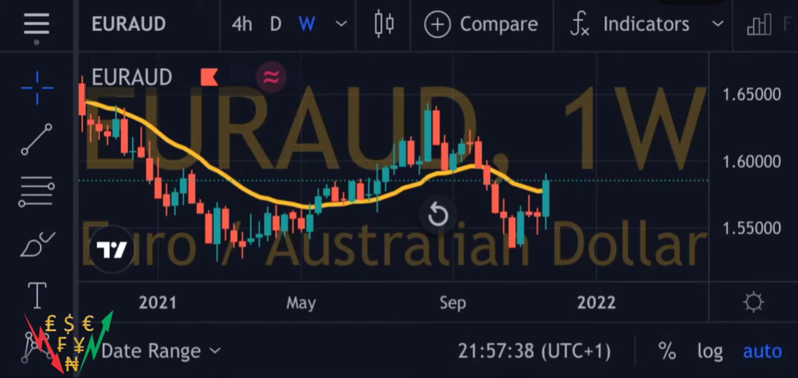By the time we come back, we'll be looking at EURAUD. As always guys, technical analysis, top-down approach to the market, demand and supply, resistance and support. And for this EURAUD, we'll be looking at around 300 to 400 pips.